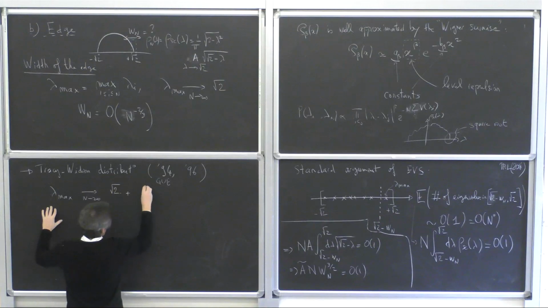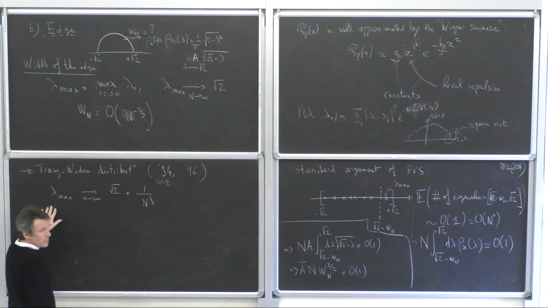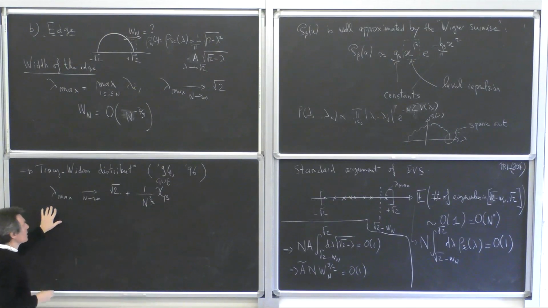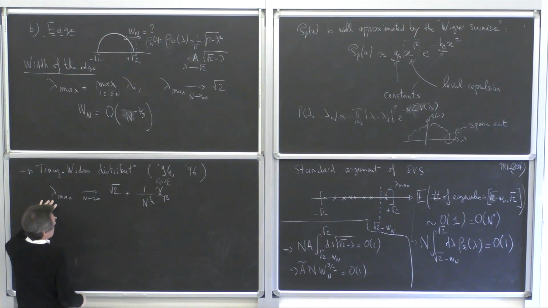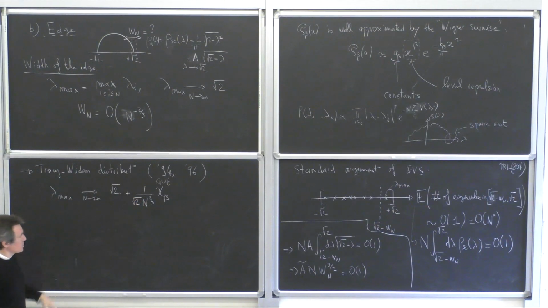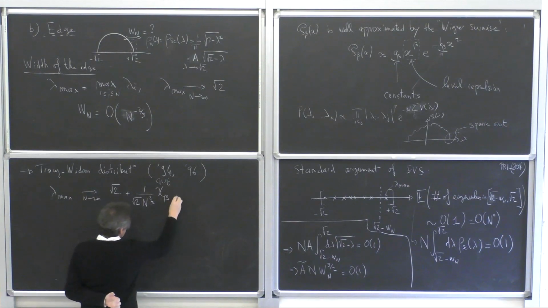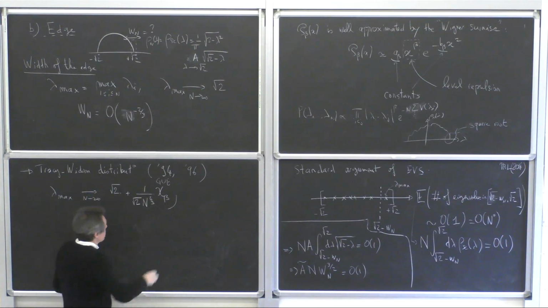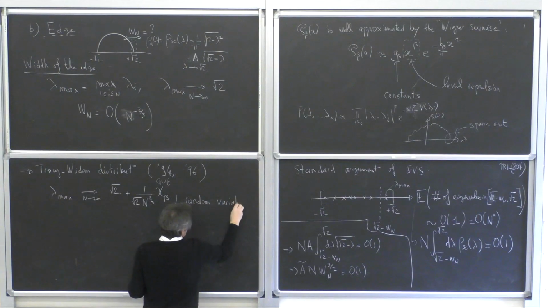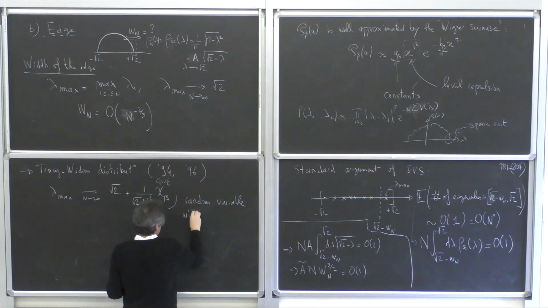But then there are fluctuations which are of the order 1 over n to the power 2/3. And this one is fluctuating, so this one is a random variable. And in fact, in the way they define the Tracy-Widom distribution, there is a square root of 2 here, which is just by convention. But this chi beta here is a random variable. I mean, this is the Tracy-Widom random variable, okay? So this is a random variable with Tracy-Widom distribution.